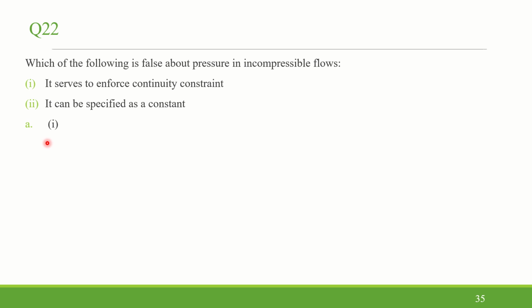Options are option A, 1; option B, 1 and 2; option C, 2; option D, none of the above. So which of the following is false about pressure in incompressible flows? The first one is true, the second one is false. So the answer is option C, that is 2. Option C is the right answer.